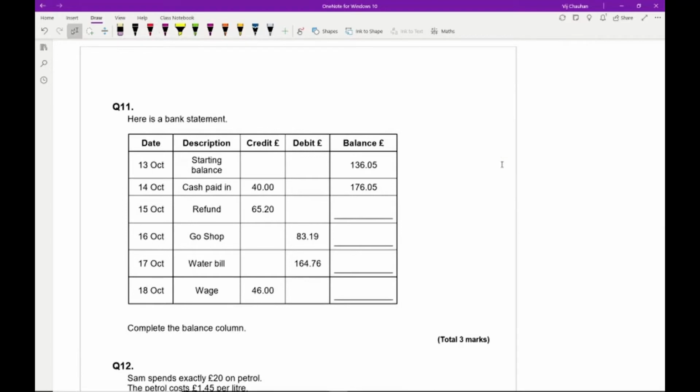Then moving on to question 11. So here we're looking at a bank statement. Now in terms of credit and debit, it's important you know what these two words mean. Credit is basically what's going into your bank account, and debit is what you are spending. So for example here, we've got a starting balance of £136.05. Now you've paid in £40 and you get a refund of 65, so that's a plus. Any of these columns you're going to add, and any in these columns you're going to take away, and you're starting with the previous balance.